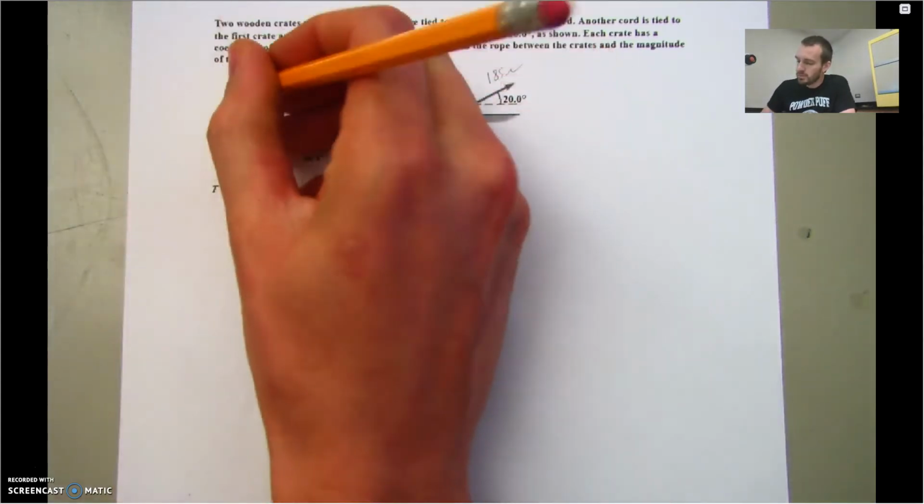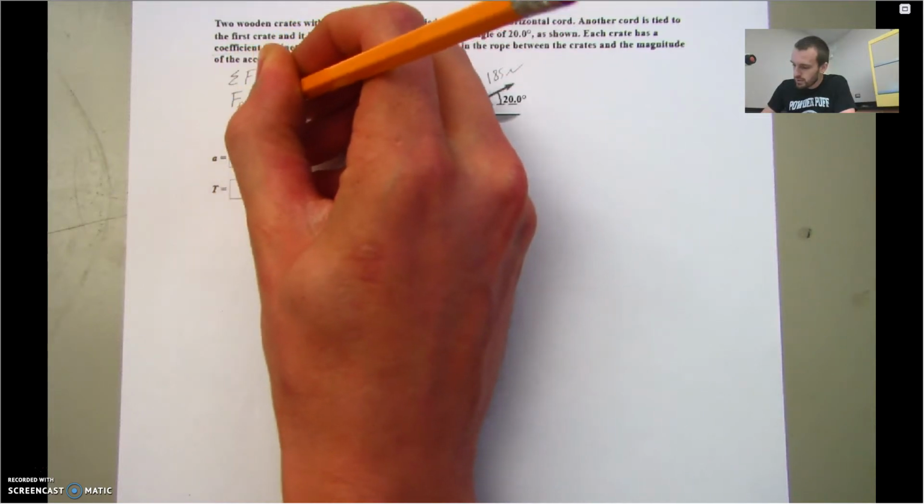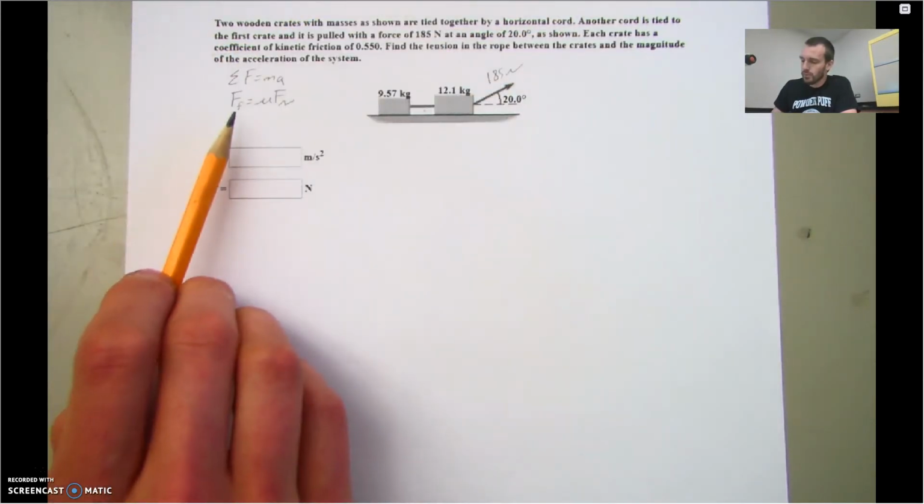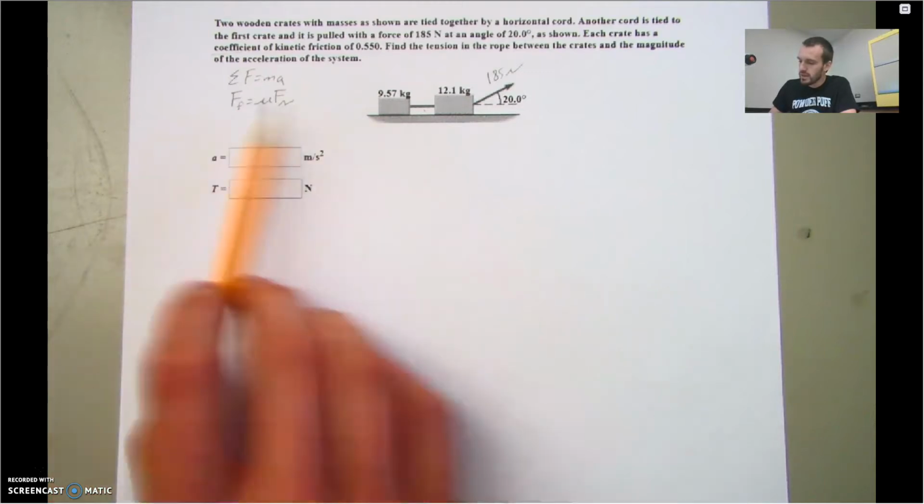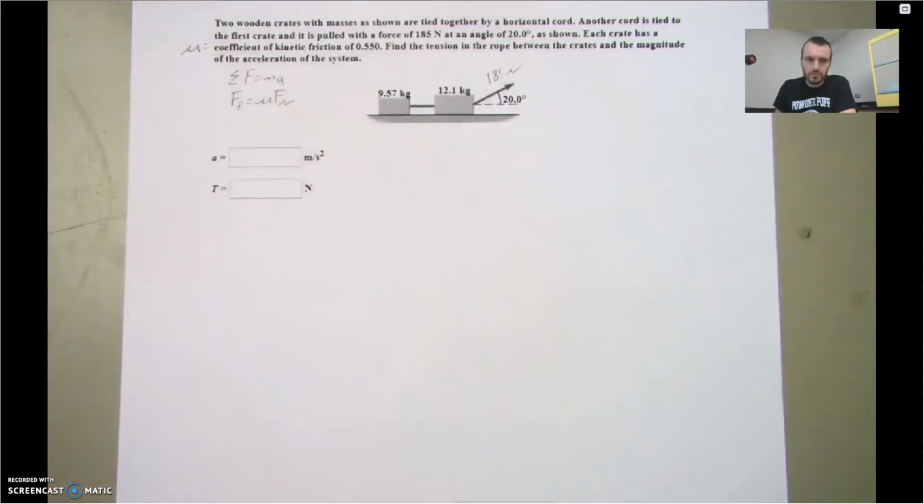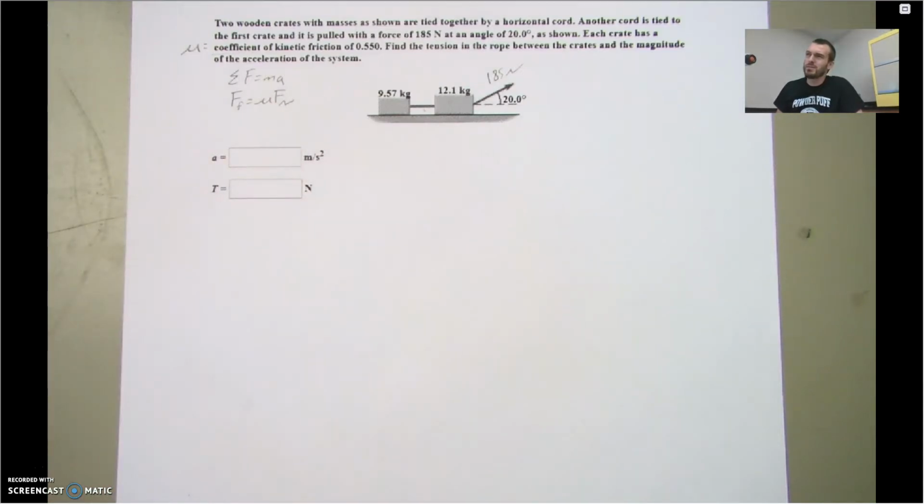The other main equation we need to know is Ff equals mu Fn. All that tells us is that the magnitude of the force of friction between two surfaces is determined by this mu, this coefficient of friction, and the normal force, which makes sense if you think about it. Mu tells us about the two surfaces rubbing together.